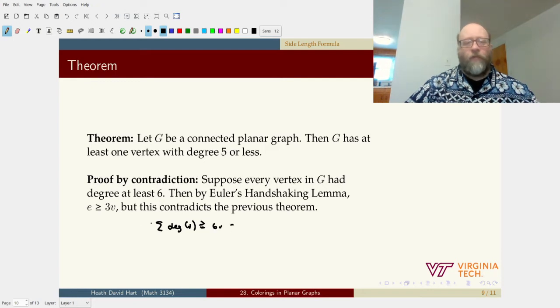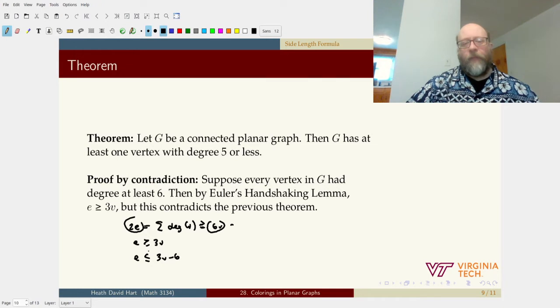But that's always equal to 2 times the number of edges. And that would then tell me that the number of edges is greater than or equal to 3v, because I divide this side by 2 and divide this side by 2. And that contradicts the fact that edges is less than or equal to 3v minus 6. And so this can't happen. This is a contradiction. And so we can't have every vertex have degree at least 6. One vertex will have a degree of 5 or less.